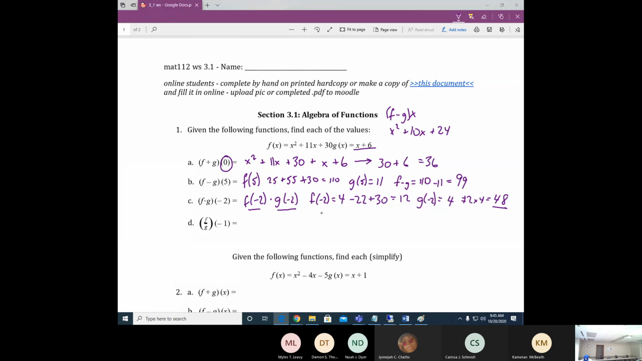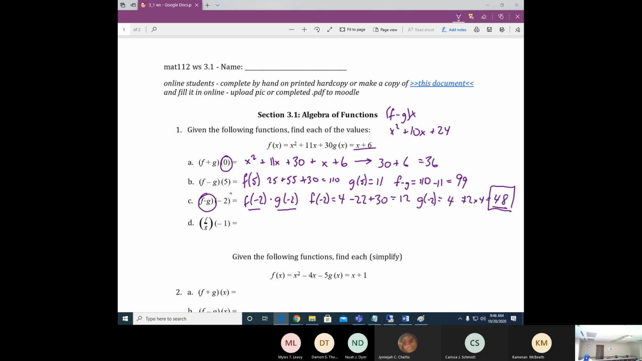Or if they said, give me the algebraic equation or the algebraic simplification of f times g. But no, we don't have to do that for this. Just evaluate f at -2, evaluate g at -2, and multiply them together. That's what that means. Figure out what f is at -2, then figure out what g is at -2, multiply. So there's my answer for that one.